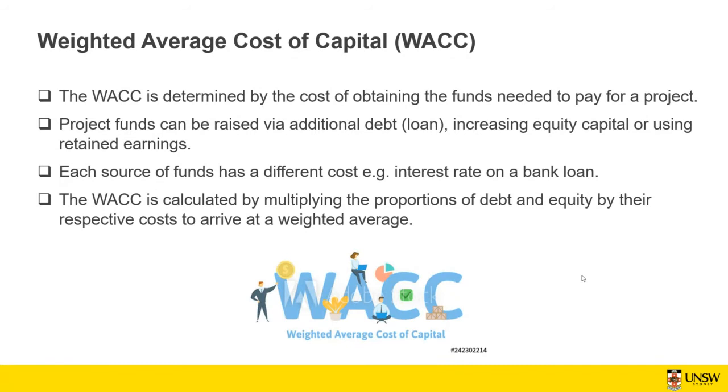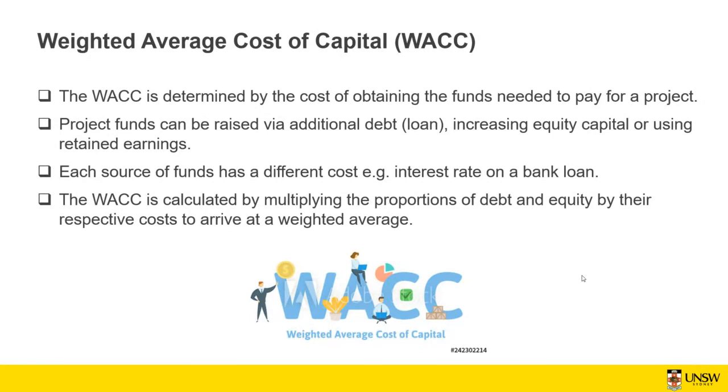And when you have this option, then you need to calculate not only your earnings, cash flow, etc., but also how much the average cost of capital is going to be for the money that you're going to invest in this project. So the weighted average cost of capital is determined by the cost of obtaining the funds needed to pay for a project. Project funds can be raised via additional debt, so you can get a bank loan, or by increasing equity capital or using retained earnings.